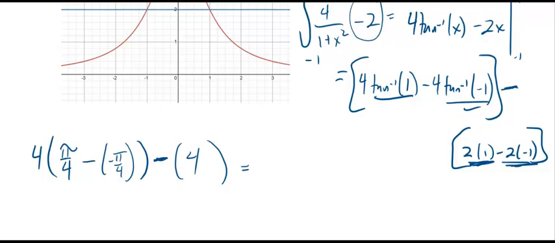But I can clean that up a little bit. That's 4 times pi over 2, since pi over 4 plus pi over 4 is pi over 2, minus 4. So that's equal to 2 pi minus 4.